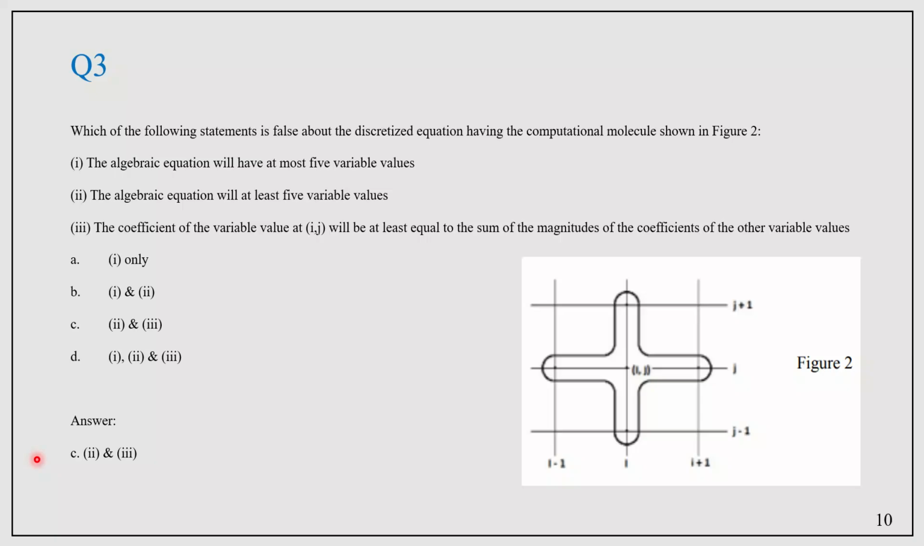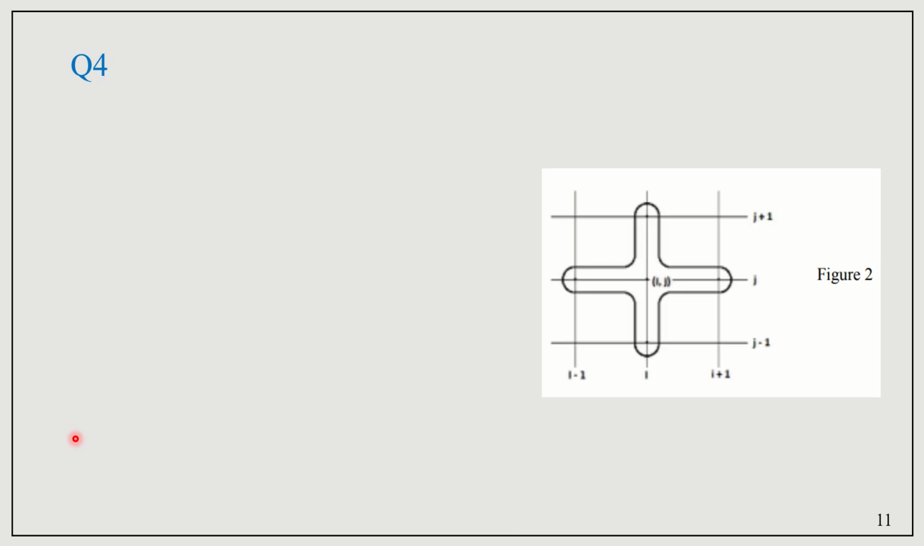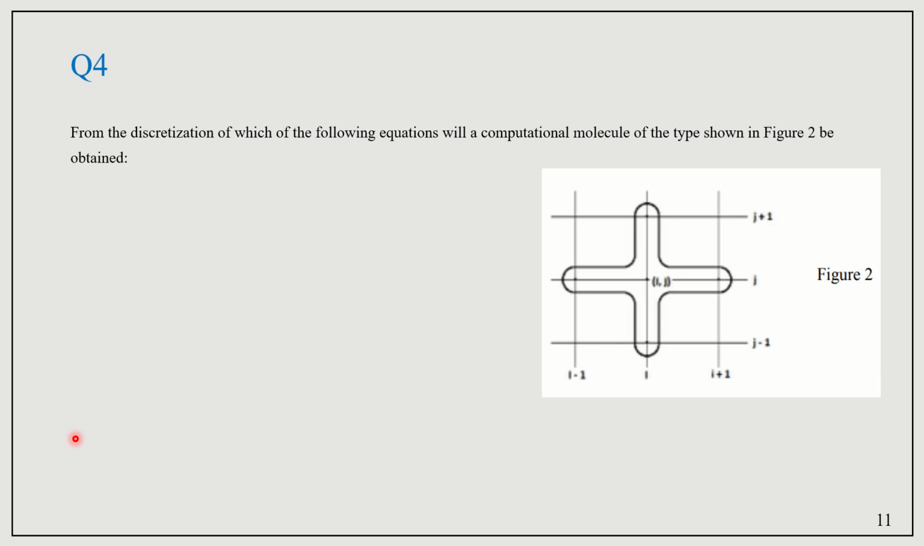Answer is option C, 2 and 3. Okay. Now we will move on to question 4. Again, question 4 is based on this particular figure. Now what is asked? From the discretization of which of the following equations will a computational molecule of the type shown in figure 2 be obtained?